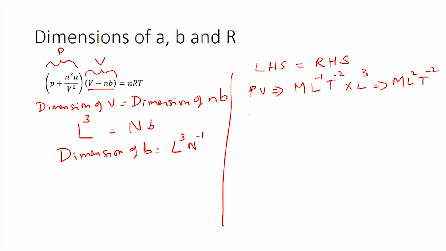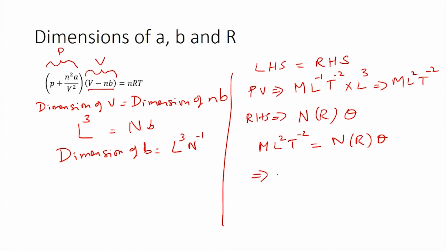We know that the right hand side has n, which is the amount of substance, and whatever the dimensions for R are, times theta, which is the dimensions for temperature. So, m L square T minus 2 should be equal to n times the dimensions for R times theta. This implies that the dimensions for R is m L square T minus 2 n minus 1 theta minus 1. Based on this, we have performed dimensional homogeneity calculations to identify the dimensions of constants A, B and R.